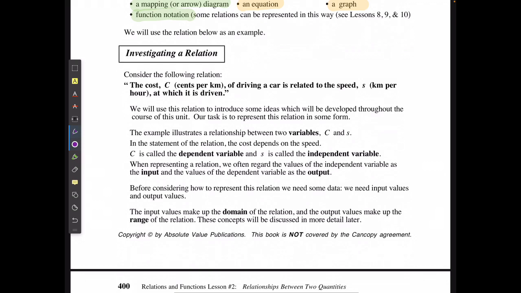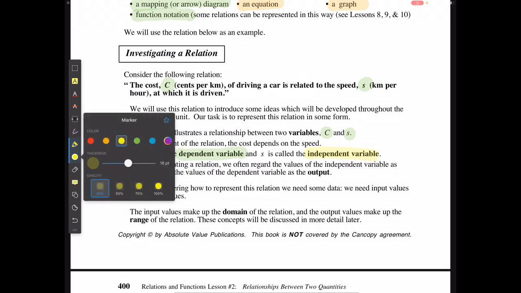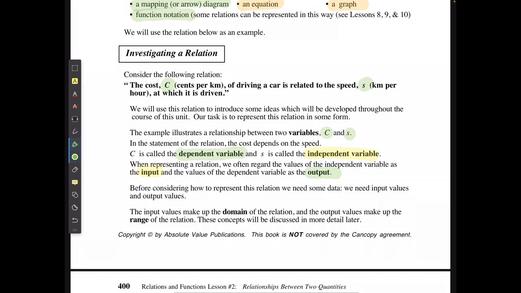So the example illustrates a relation between two variables. The variables are c and s, which we can find in here where it states what letters are going to represent our two sets of values. C is considered the dependent variable because the cost is dependent on the speed in this case, which means that s we're going to call the independent variable. Another way that we can relate these is we can call them the input, which would be our independent variable, versus our output, which is our dependent variable.